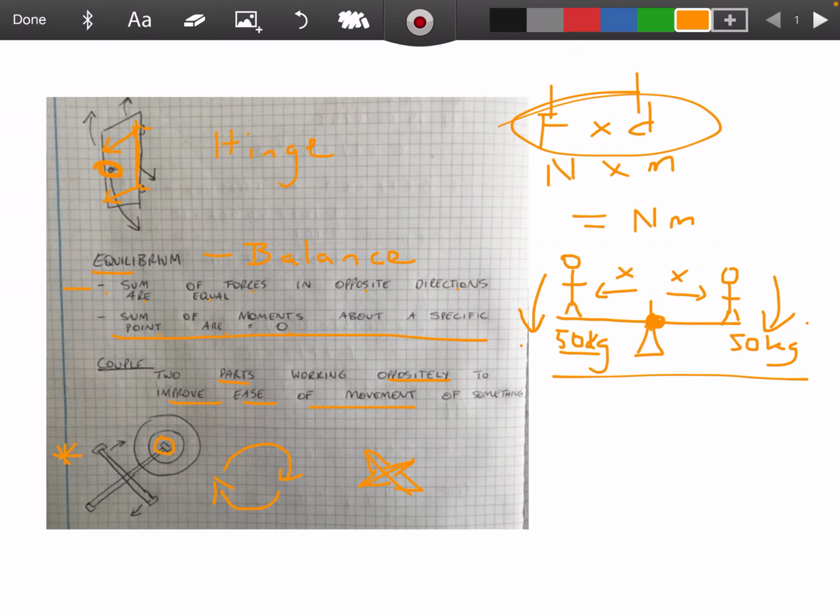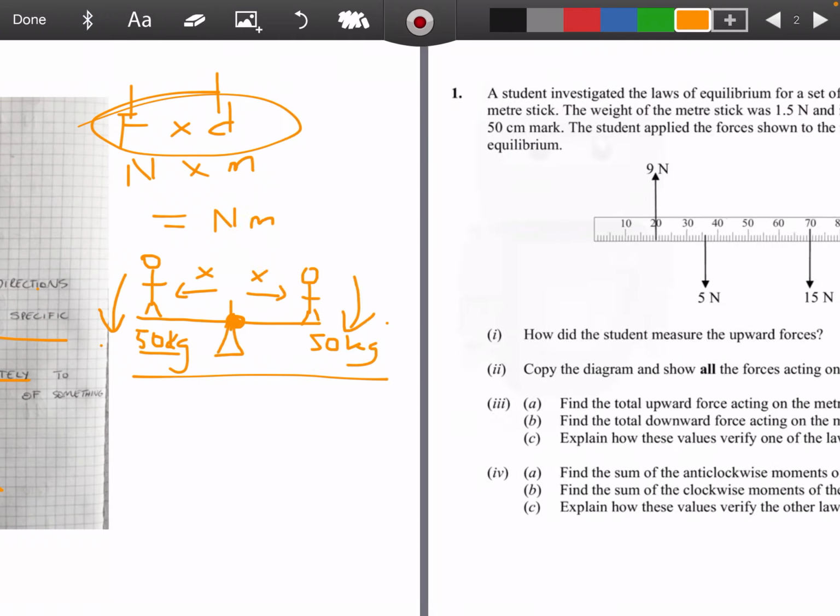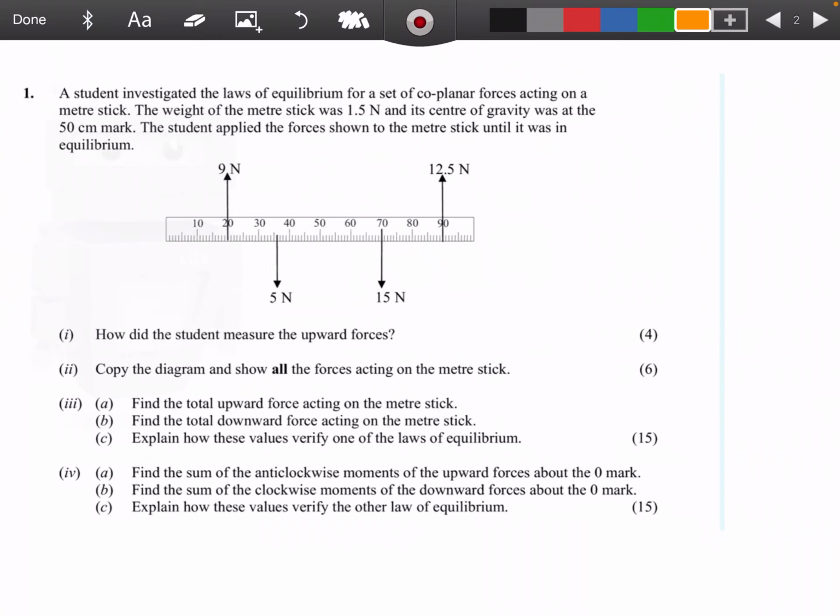So to tie those in then, and the idea of equilibrium, we've got an example here. This is question 1. This is from the 2014 ordinary level paper. I wanted to do an ordinary level one because I didn't want to phase you too much, and I didn't want you to be able to attempt the higher level one on your own and see how you go later on.